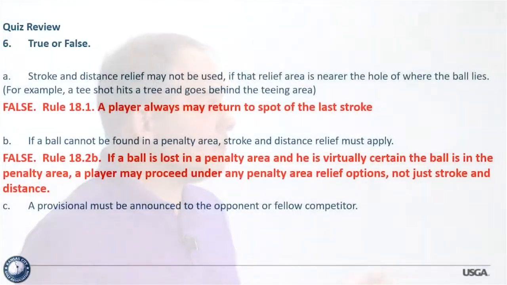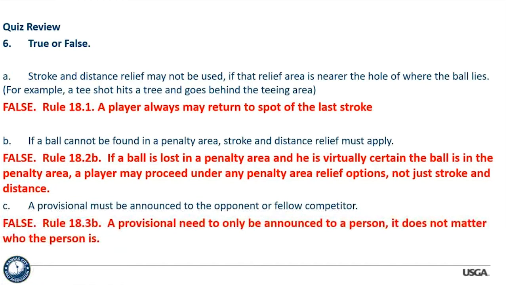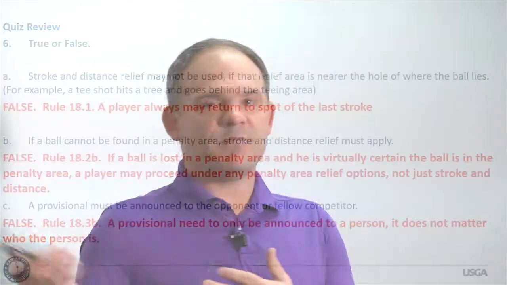True or false, a provisional must be announced to the opponent or fellow competitor. Well, this statement is false in a lot of ways. One, we don't have to do that to anybody anymore. We just have to make an announcement to somebody. Two, the word fellow competitor doesn't even exist in the rules of golf anymore. So we don't have fellow competitors with us. We still have an opponent possibly in match play, but we just have people playing golf with us. So a provisional only needs to be announced to somebody.